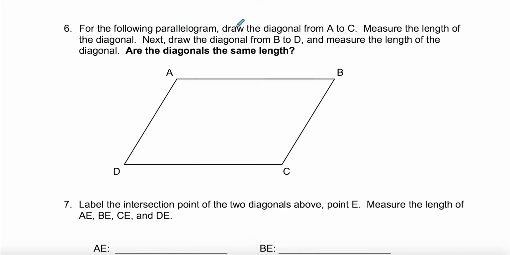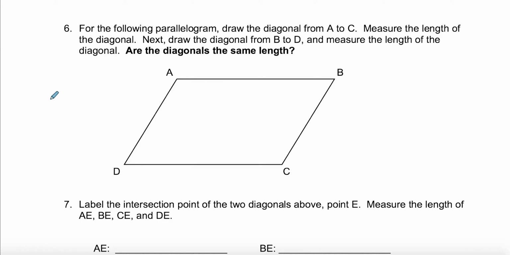For the following parallelogram, draw a diagonal from A to C and measure the length of the diagonal. Then we're going to draw a diagonal from B to D and measure that length. So we can talk about that first. This is another property of quadrilaterals, actually a property of parallelograms, that we're going to talk about as well. What do you think? If I draw a diagonal from A to C, do you think it's the same length as the one from B to D?